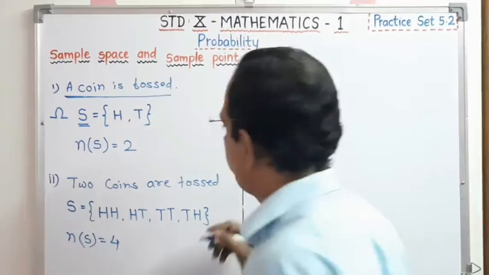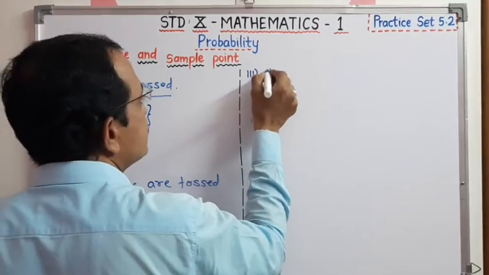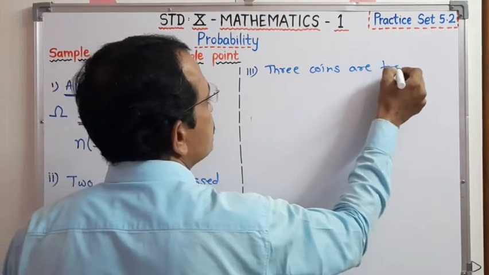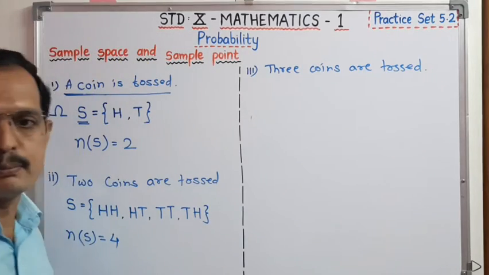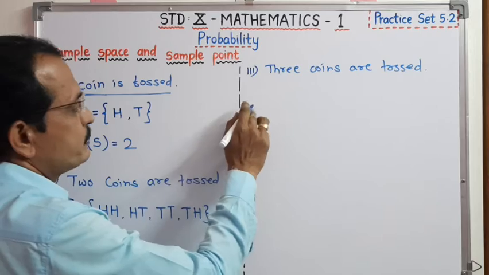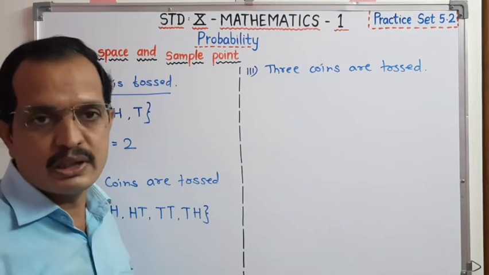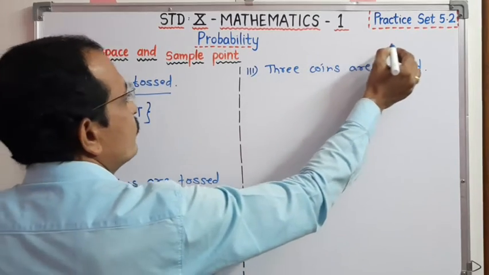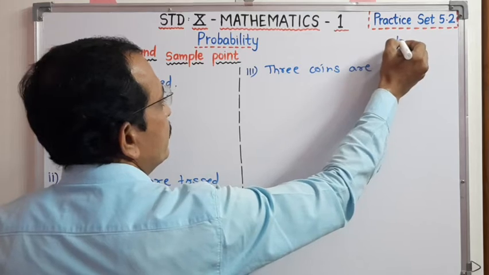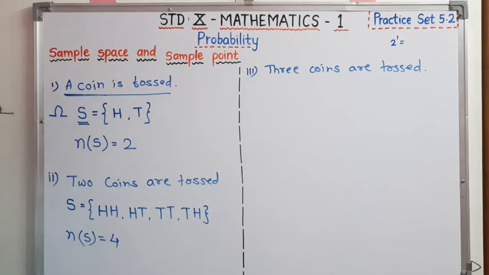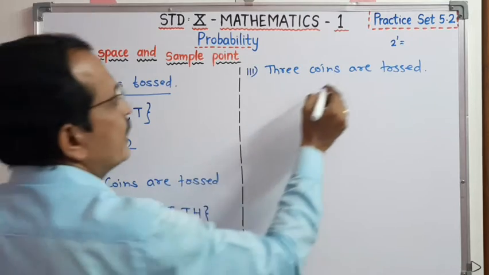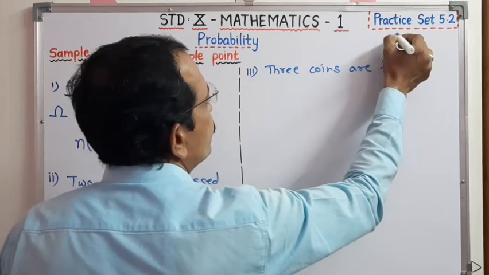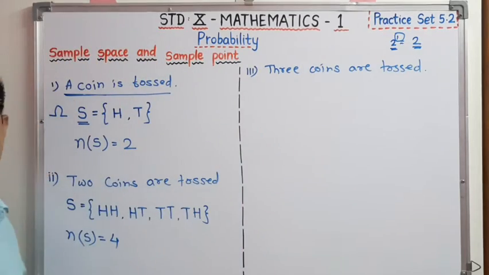But how? See here. If 3 coins are tossed, then I have to write the sample space. Now for writing the sample space, first of all we must know how many possibilities are there. For that purpose, dear students, we have to write one formula. See, 2 raised to 1. That means one coin is there, and therefore we write 2 raised to 1. What is 2 raised to 1? It is 2.